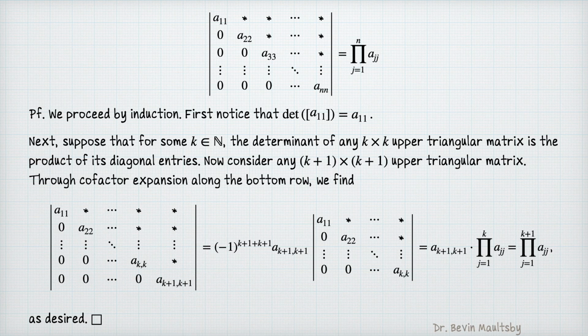Do you see where the inductive hypothesis will come into this computation? Well, what we recognize is as we compute the determinant, we have this k by k upper triangular matrix that goes into our cofactor expansion computation. By the inductive hypothesis, we know what the determinant of that matrix is. It's the product of the diagonal entries, but now we're multiplying that product by the k plus 1th diagonal entry for the original matrix on the left. And that turns into the product of all of the diagonal entries for the k plus 1 by k plus 1 upper triangular matrix, and we're done.